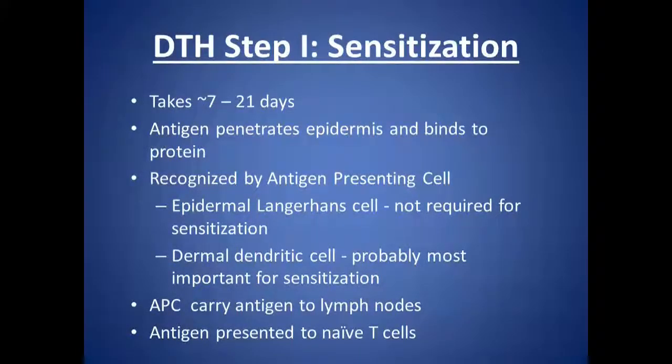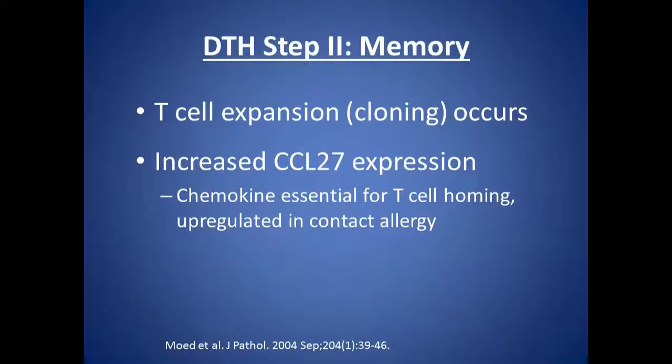The first step is sensitization, and that can take 7 to 21 days. The antigen penetrates the epidermis, binds to a protein, and then the antigen-presenting cell, which for years we thought was the Langerhans cell, but it is not. It's a dermal dendritic cell, and it carries the antigen to the regional lymph nodes, presents it to naive T cells. There's T cell expansion occurring, an increase of CCL27 expression, which regulates T cell homing, is upregulated in contact derm.